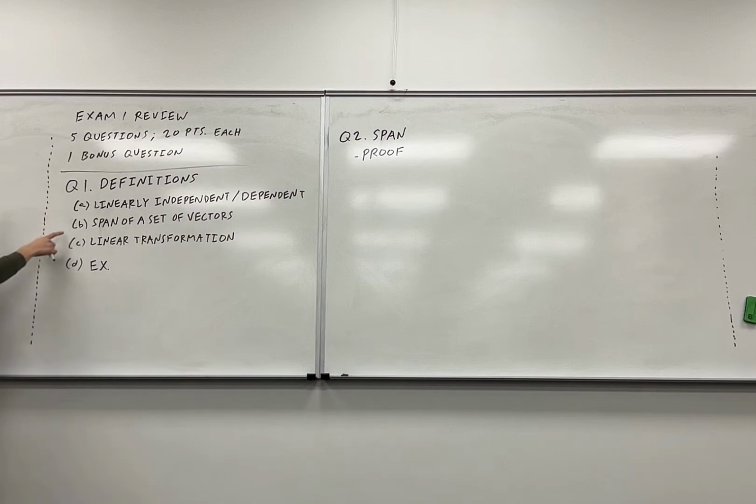Like if I say it's about one of the three topics, that means it's going to be about one of the three topics. So if it's about the span, then it's going to be about span. If it's about linear transformation, it's going to be about linear transformation. If it's about linear independence, it's about linear independence. Does that make sense? Yeah, I'm kind of confused still, but it's okay.